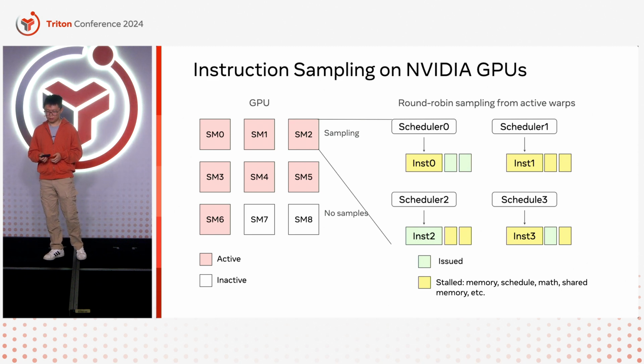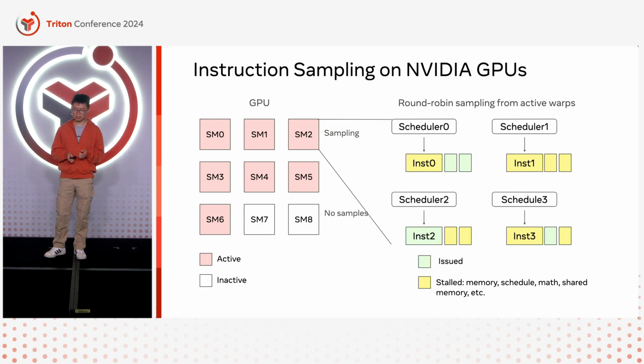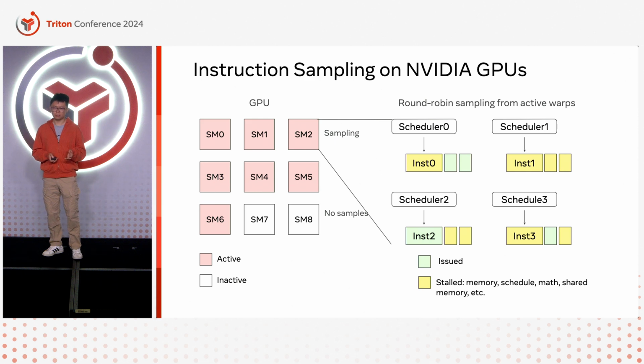And each sample collected could be in 2 states. It could be issued, which means the instruction is not stalled anyway. But the instruction could be stalled for many reasons. For example, it's waiting for a global memory load to finish, it's waiting for other instructions to be scheduled, or it's waiting for some mathematical pipeline or shared memory latency. Using these stall reasons, you can look back at your code and check what's going wrong there to optimize your code.